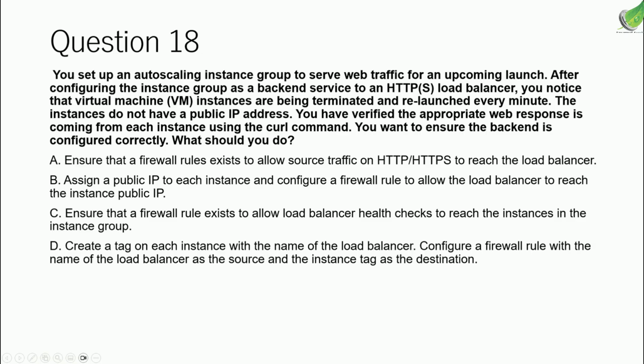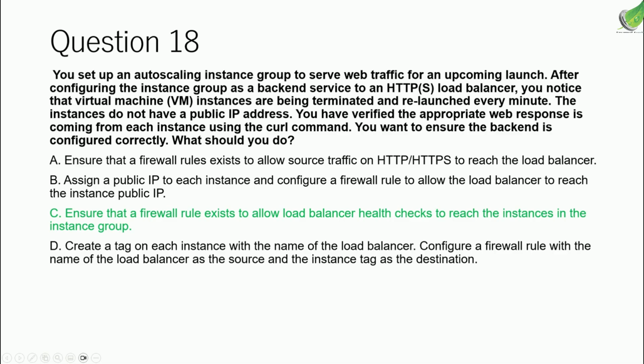Option B is also incorrect and goes against security best practices. Backend instances behind a load balancer should not have public IPs. The load balancer communicates with them over Google's private network to keep them secure. Option D describes a firewall rule that is impossible to create. You cannot use the name of the load balancer as the source for a firewall rule. The source must be an IP range, a service account, or a network tag.